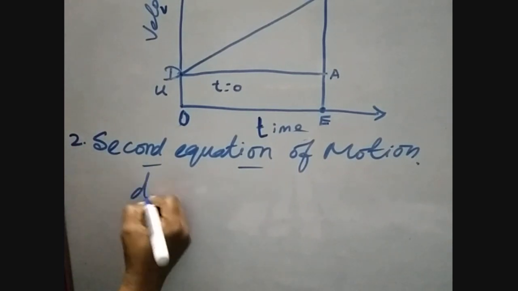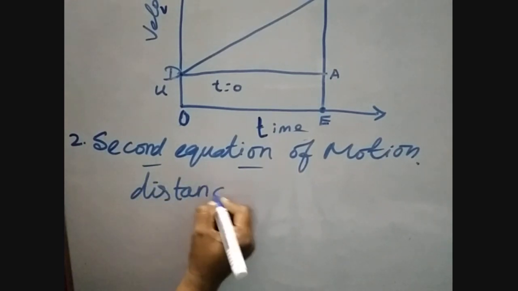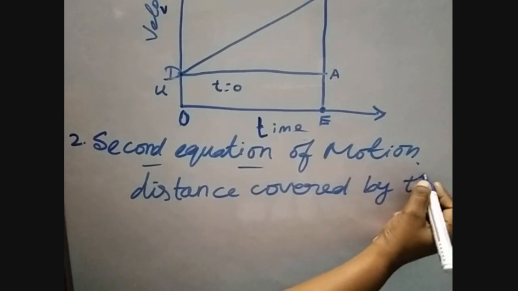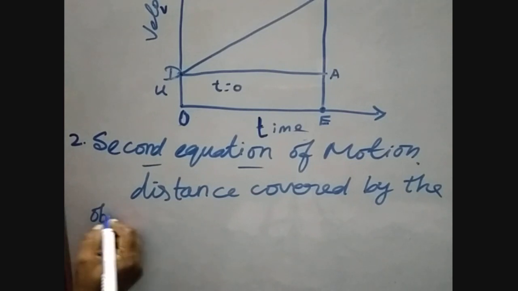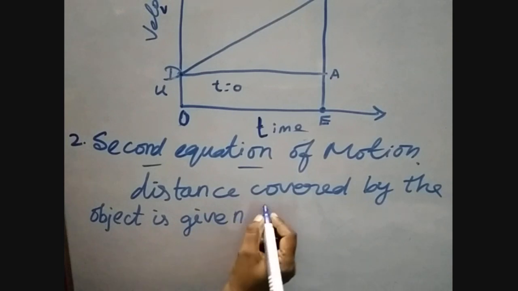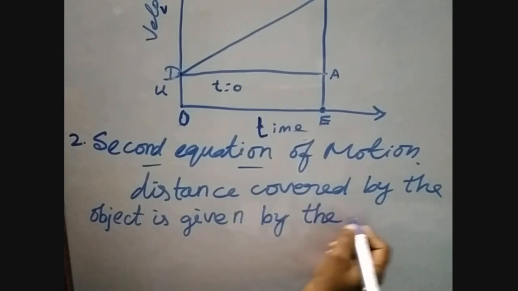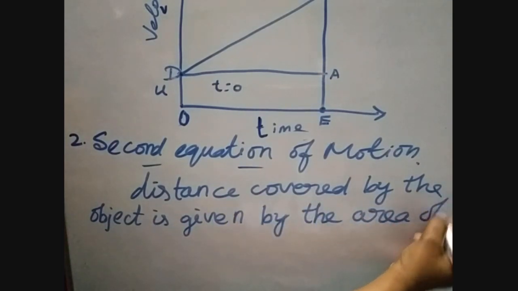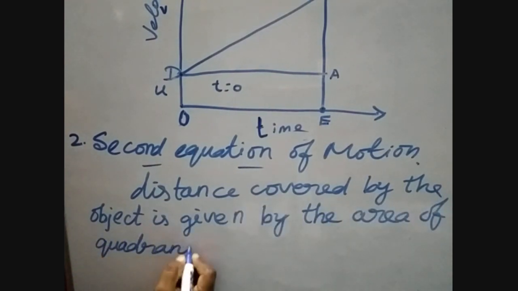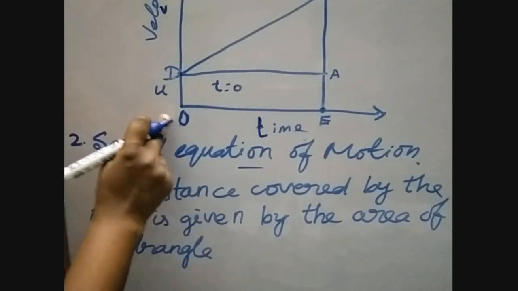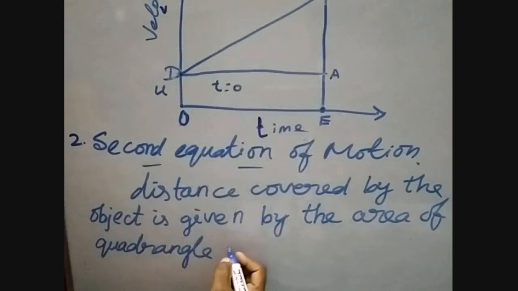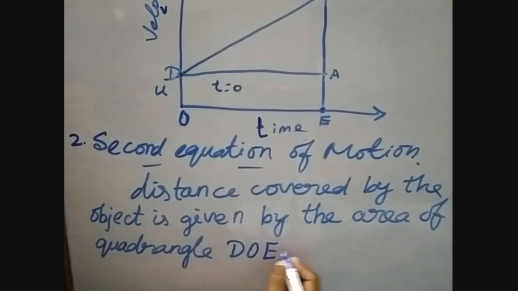Here, the distance covered by the object is given by the area of the quadrangle DOEB, the quadrangle DOEB.